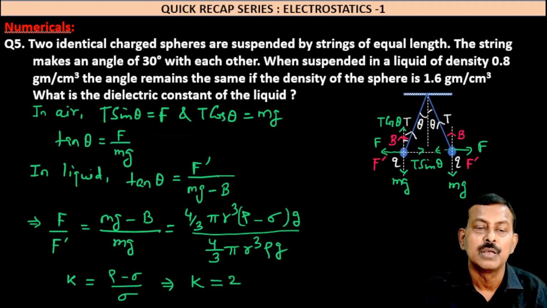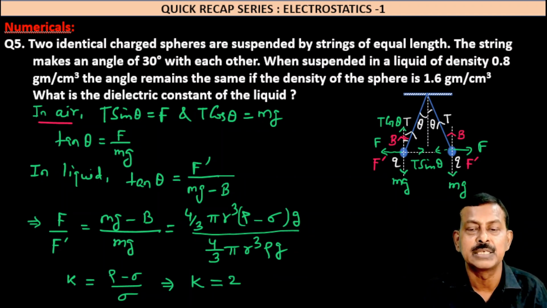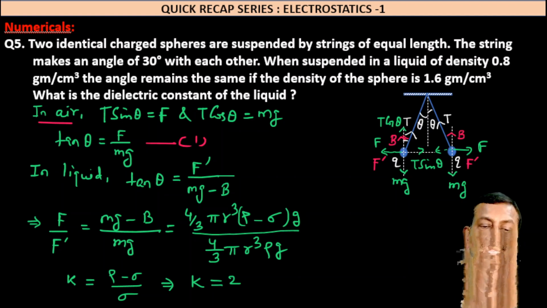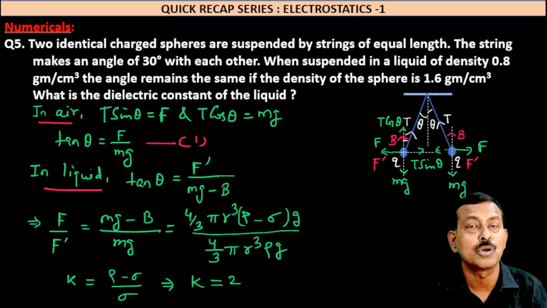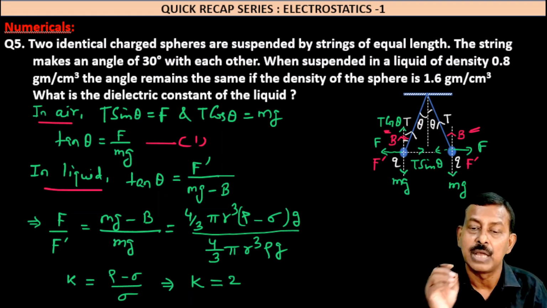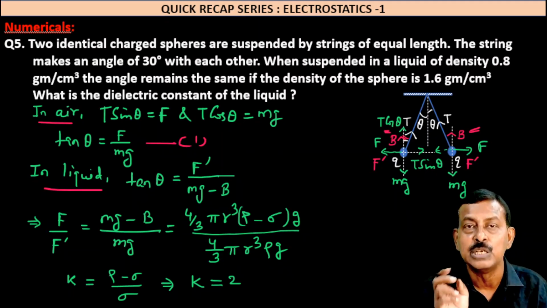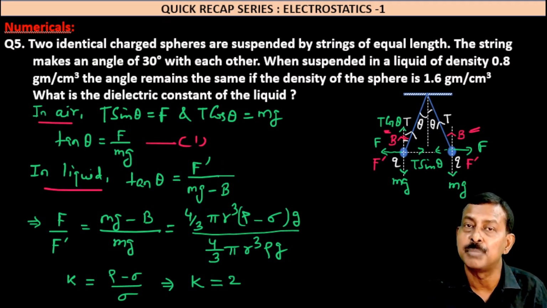Let's take that. Here in air, we have T sin theta equals F and T cos theta equals mg. So tan theta will be equal to F by mg. This is suppose our first equation. If you put it in a liquid, there will be a force of buoyancy also acting there. So B, I take as the force of buoyancy acting on the spheres, and as there will be a dielectric medium between the two charged spheres, the force of electrostatic repulsion will also change. So this time the force is F dash.